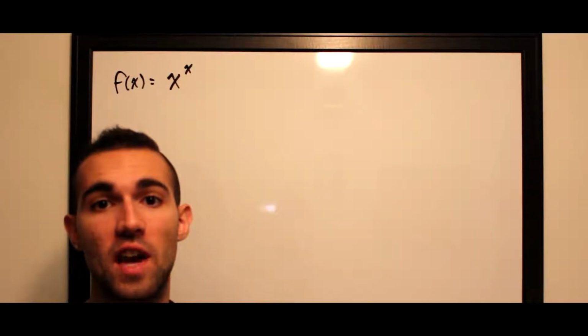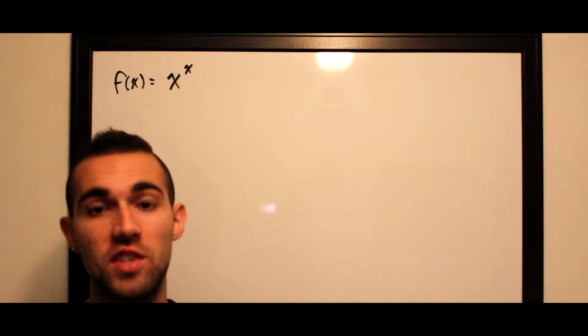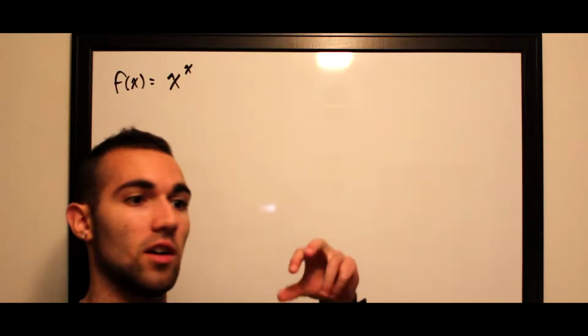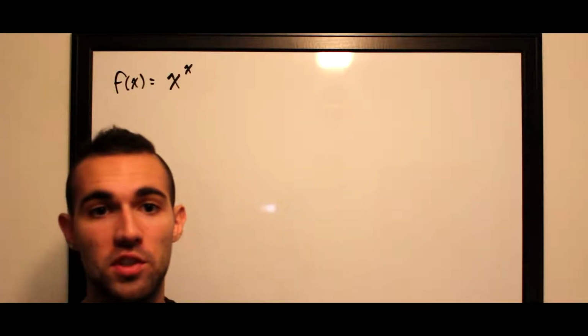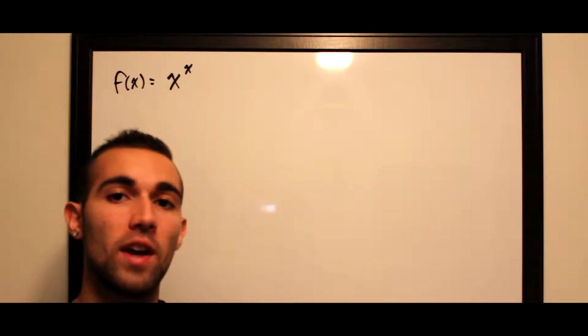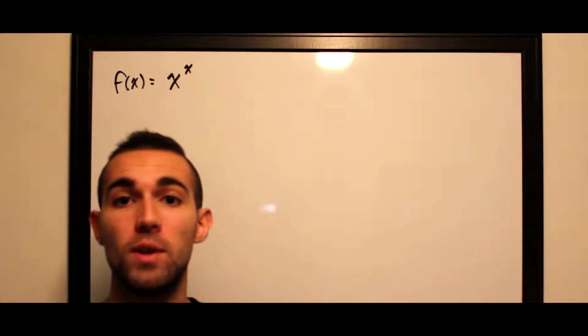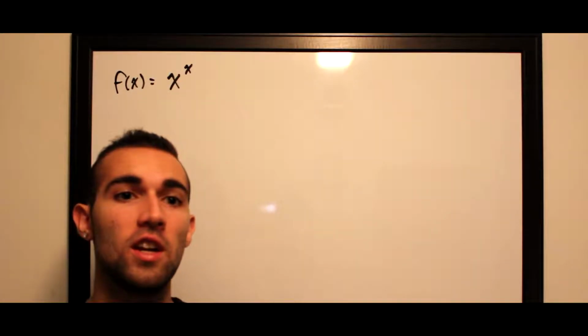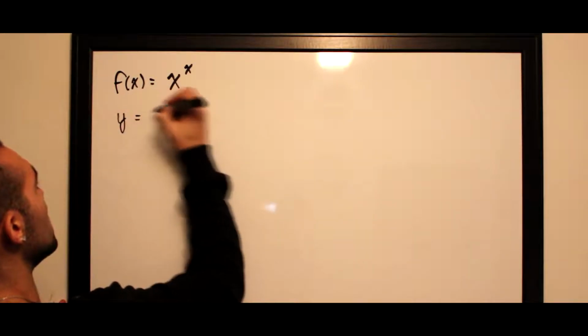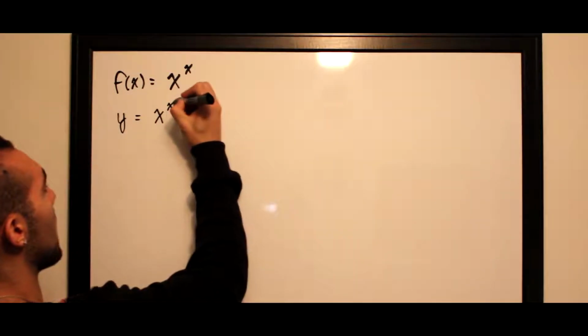So you can rewrite this in two ways. You can either rewrite this as a function of x, y is equal to x to the x, and then take the derivative of it using implicit differentiation, or you can rewrite it using some logarithm rules. So the first example that I'm going to give is going to be using implicit differentiation, and that is we are going to start out by saying y is equal to x to the x.